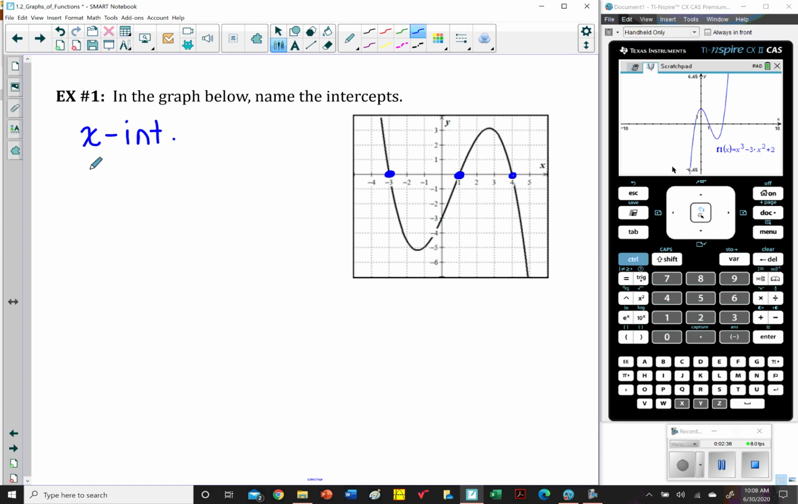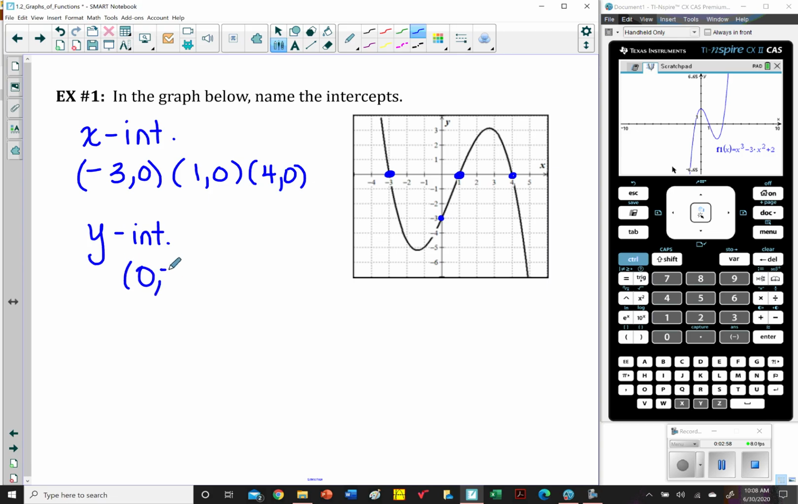This would be a cubic function. You can either write them as ordered pairs or as a set. I'm going to write mine as ordered pairs for all 3 zeros of the function. And then the y-intercept, there would just be 1 to be a function, and that happens at -3. So when we know the function and substitute 0 for x, the y value is -3. So x-intercepts and y-intercepts. We did this graphically.